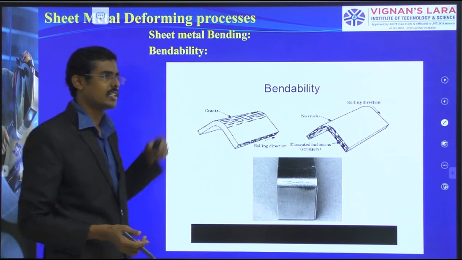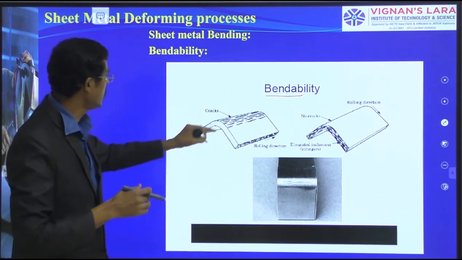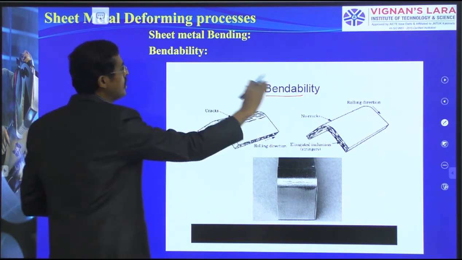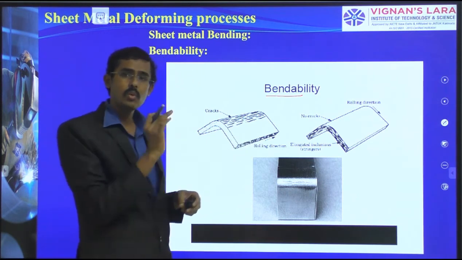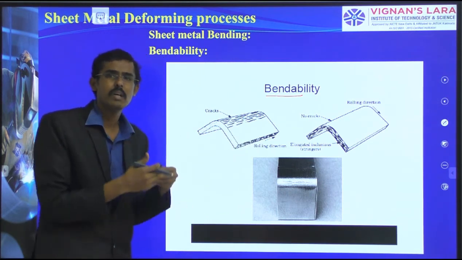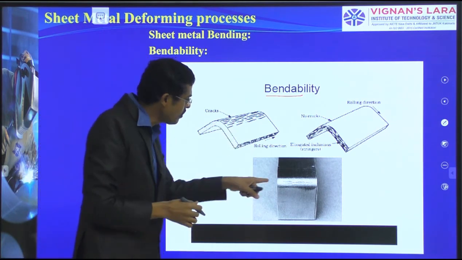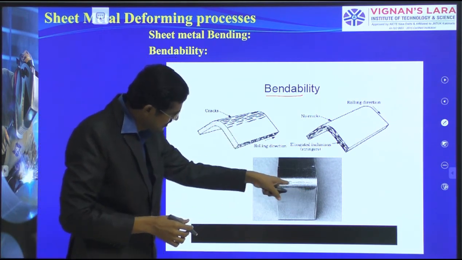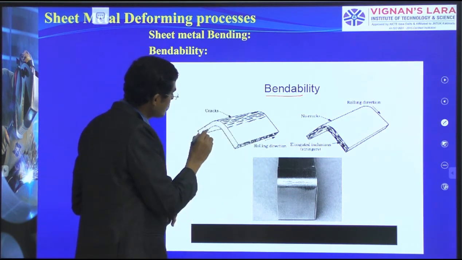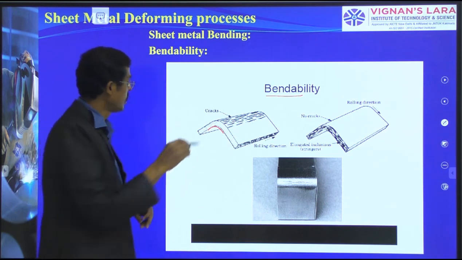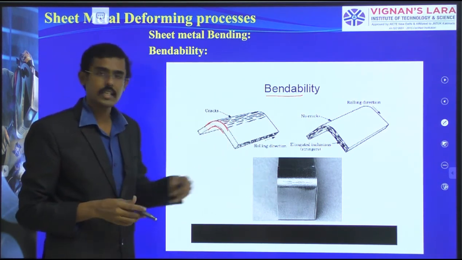So this is the terminology of bendability we should see. Here we are going to talk about bendability. So bendability is nothing but what we see while doing roll bending or V bending operations. When these operations are done, you can see in this image there is a crack at the stretched side. This side is the compressive side and this side is the stretching side. On the stretching side you can see the crack.